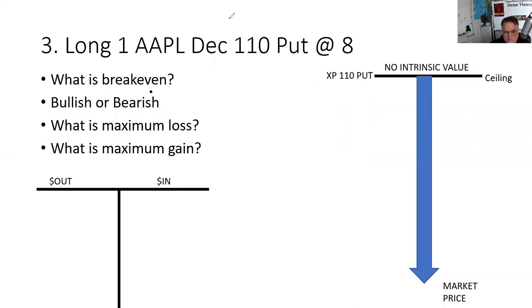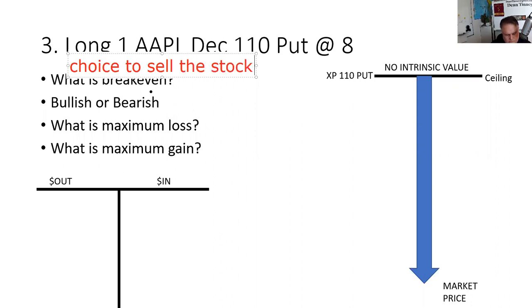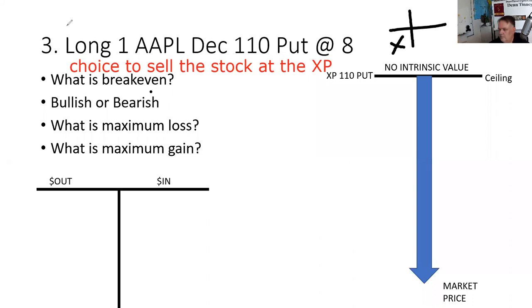All right, here's our third position and our basics, our long put. Again, what I like to do is get comfortable with what I'm looking at. What I'm looking at is a choice to sell the stock at the strike price. Then I like to orient myself on my matrix, and in terms of my matrix, I'm right there.